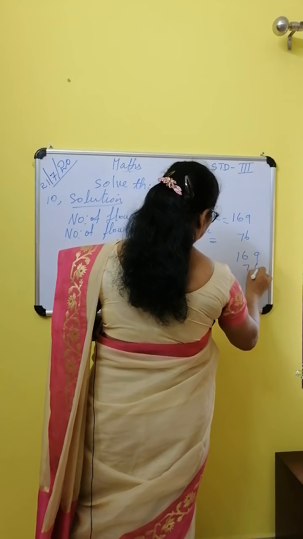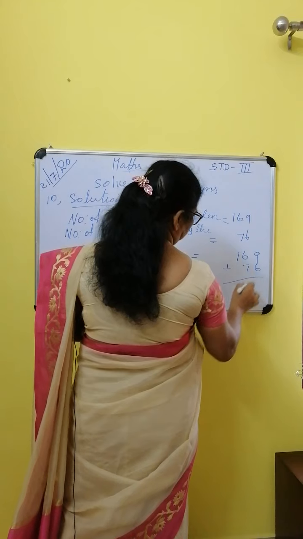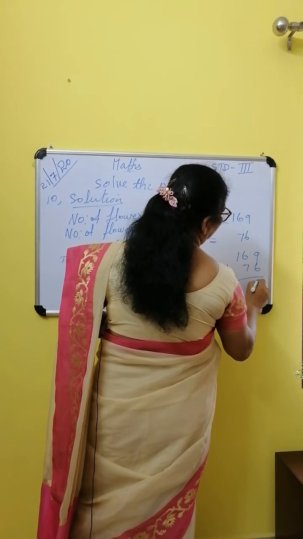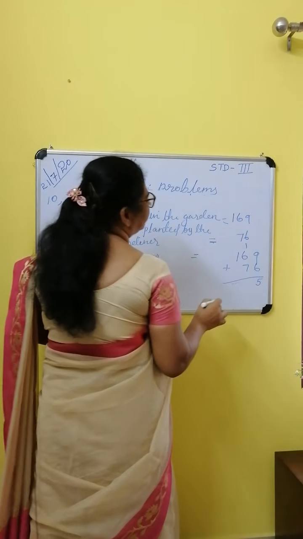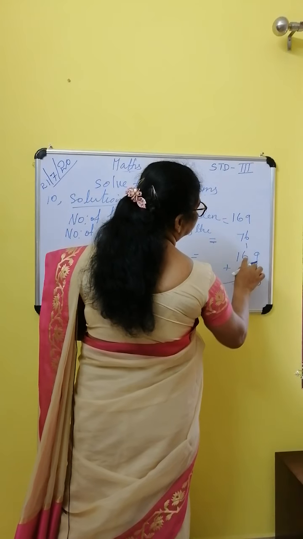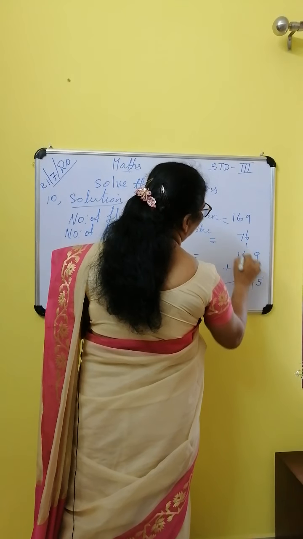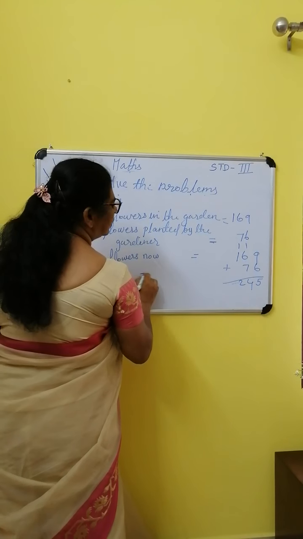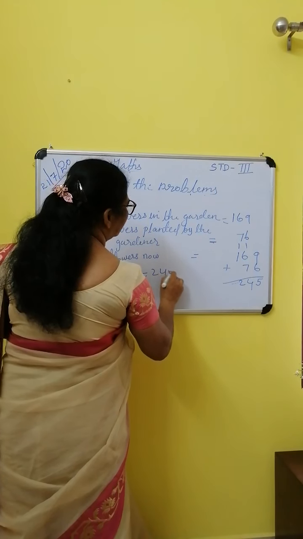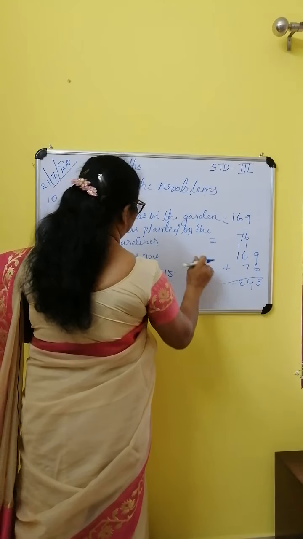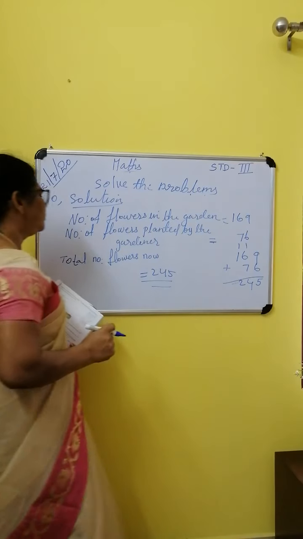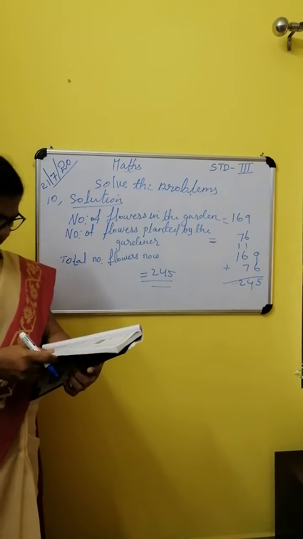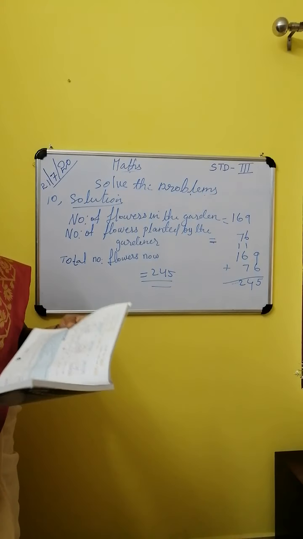169 plus 76. 9 plus 6, 15. One remainder. 6 plus 1, 7 plus 7, 14. One remainder. 1 plus 1, 2. Here it is, 245. So the answer is 245.